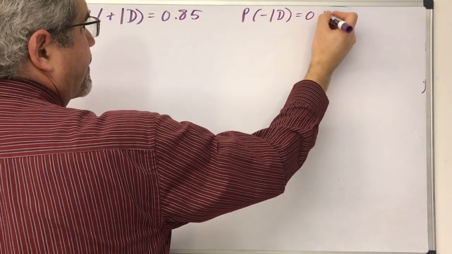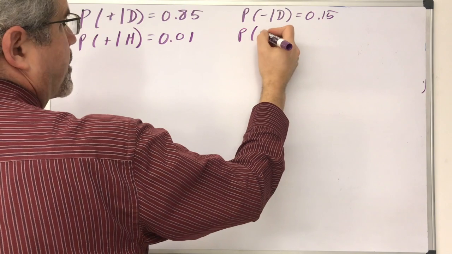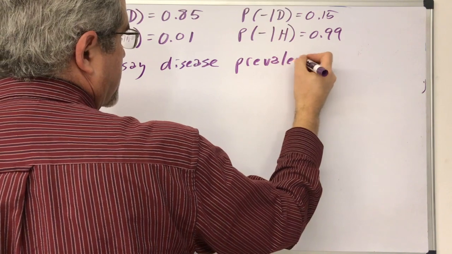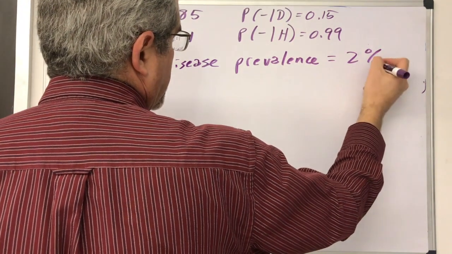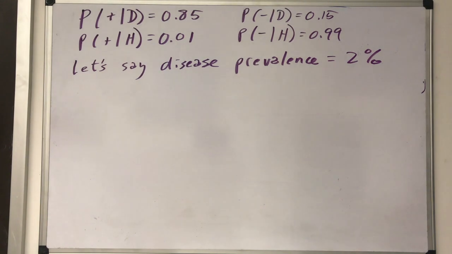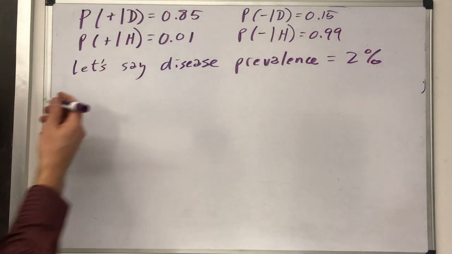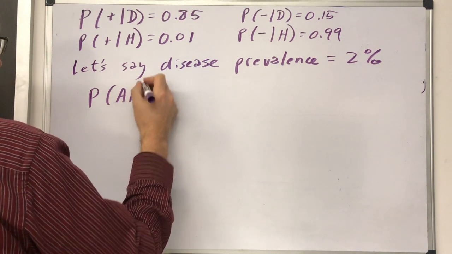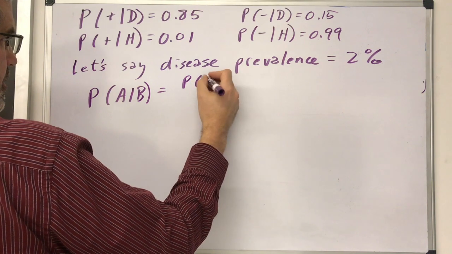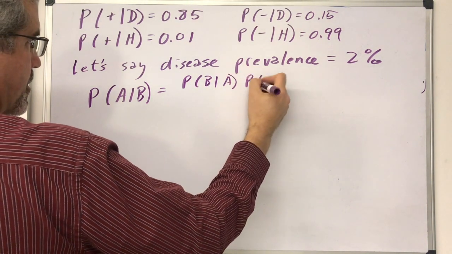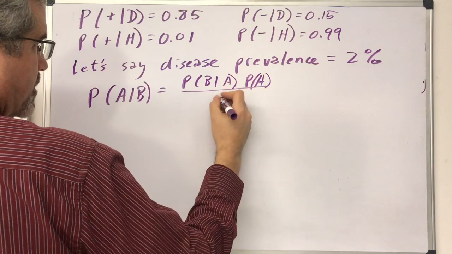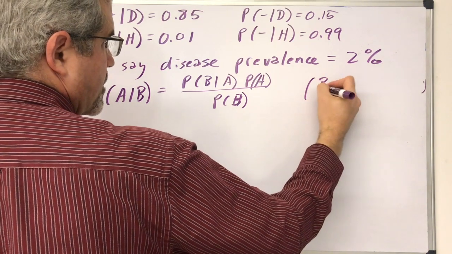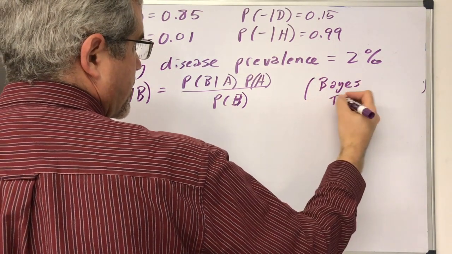One other thing we're going to need to know here is the prevalence of the disease in the population. It turns out that that becomes a very important factor in our calculations. Let's assume, just for the sake of argument, that the disease is currently affecting 2% of the population, and we'll use that for the probability of disease. So here, what we're looking for is the probability of disease given a positive test. But what we have access to is the probability of a positive test given disease.